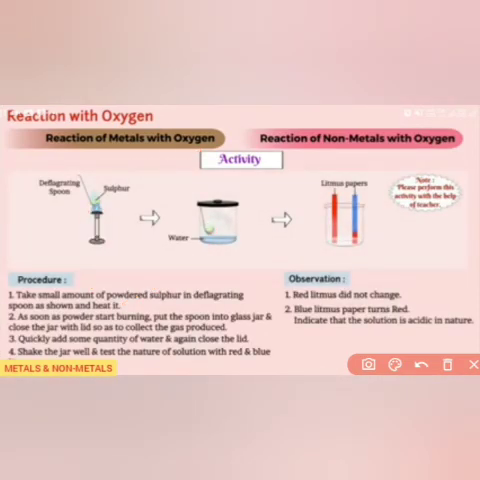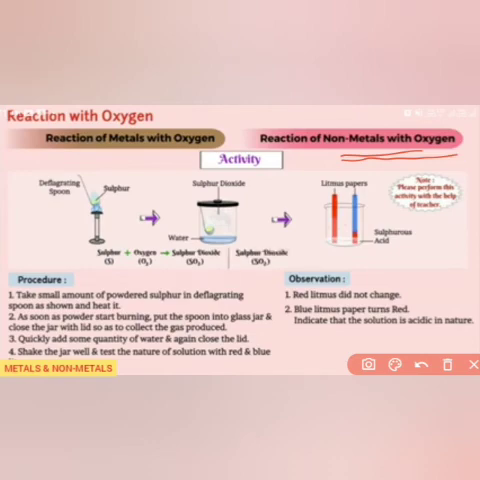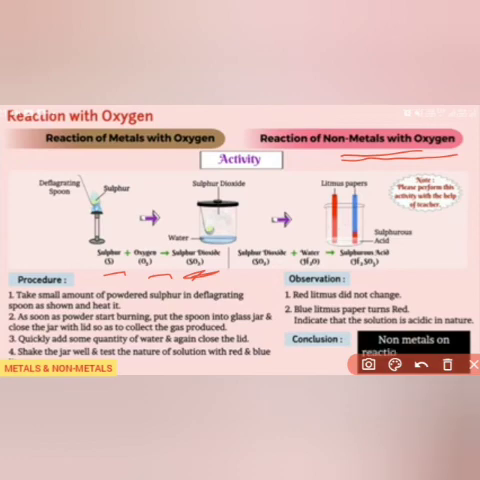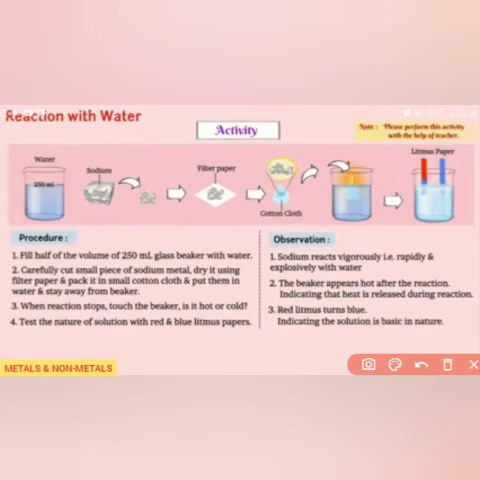Same thing has been done with the help of a non-metal. Non-metals will also form oxides, but the nature of the oxide formed by non-metals will be acidic. Same thing is written here. Sulfur when it reacts with oxygen creates sulfur oxide, and the nature of sulfur oxide is acidic, as when we add water to it, it results in forming sulfuric acid.